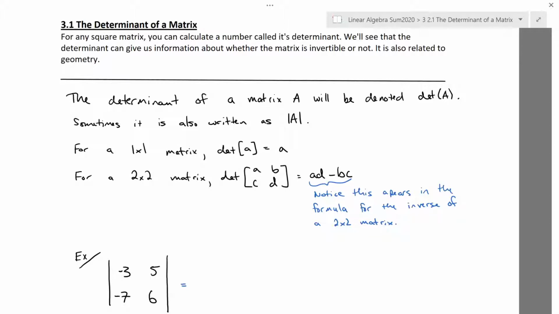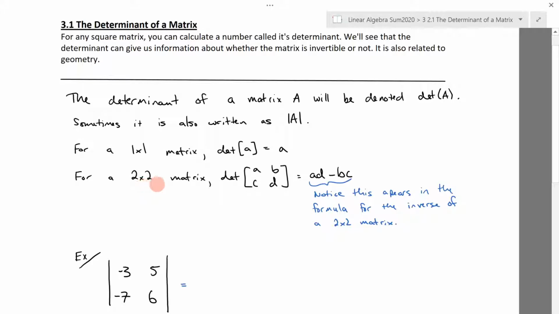Okay, so we want the determinant to calculate to a single number, and for small matrices it's not too difficult. For a 1 by 1 matrix, which just has a single entry A, the determinant is just the number for that entry, which is A.